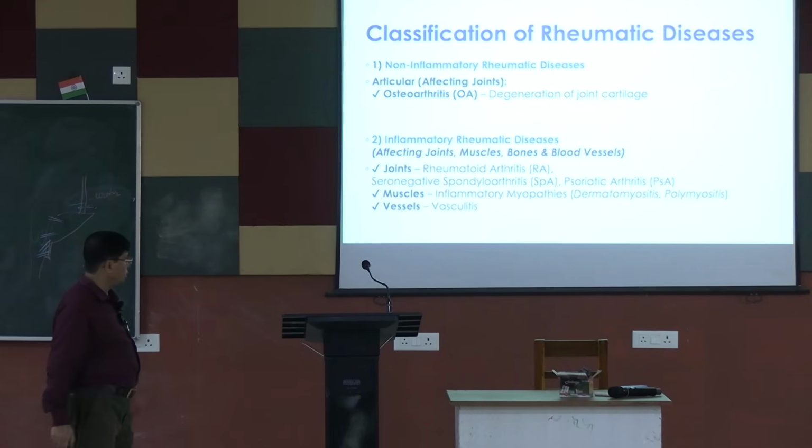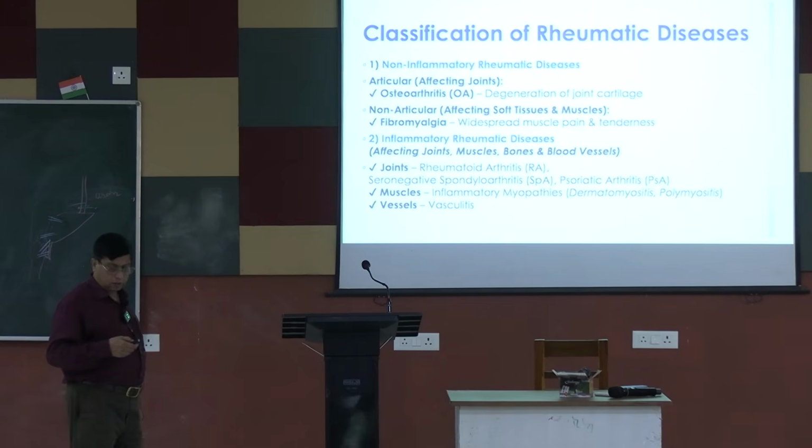And vasculitis involves the vessels. The same pathological process in rheumatic diseases can involve the muscle, and we call it dermatomyositis or polymyositis. When the same inflammatory process involves the vessels, we call it vasculitis.